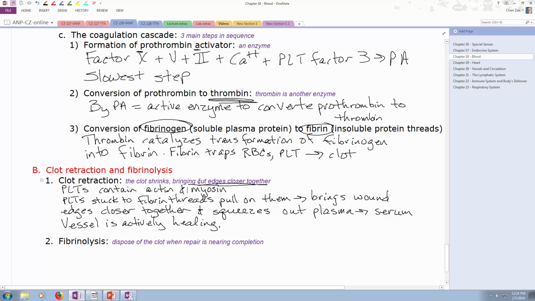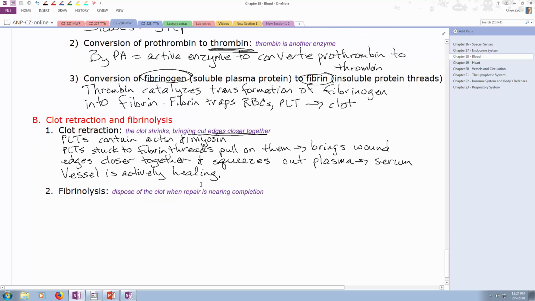We still have the clot though. It's smaller, but it's still there. And remember, now that we're healing, we're going to be secreting things to say, don't clot on me, because that's what endothelium does. It secretes things that say, don't clot on me. And we need to get rid of the clot.